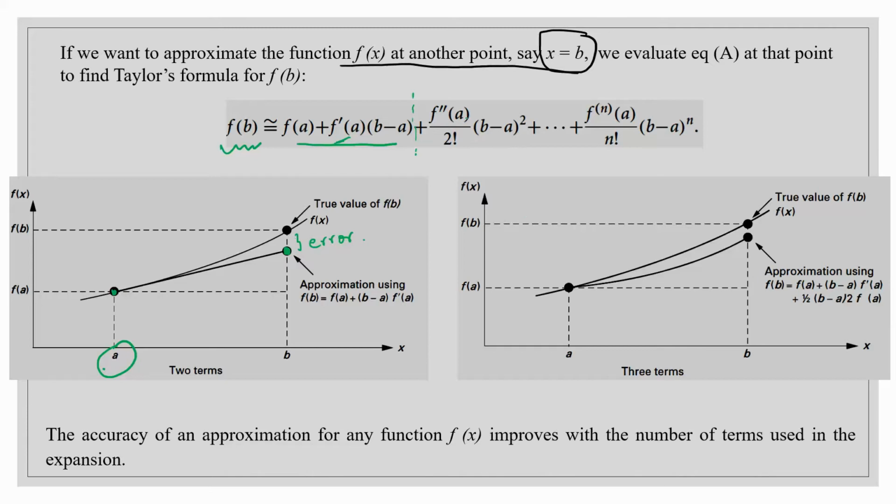Now if I use three terms for approximating the function at point b, we can see that I am coming closer to the actual value. So this is again the error, and you can compare that the more terms I take, the error becomes lesser and lesser. So you can say that the accuracy of an approximation of any function improves with the number of terms used in the expansion.